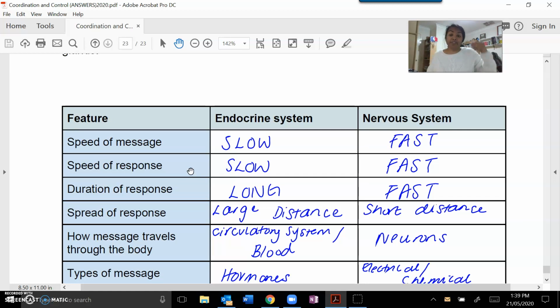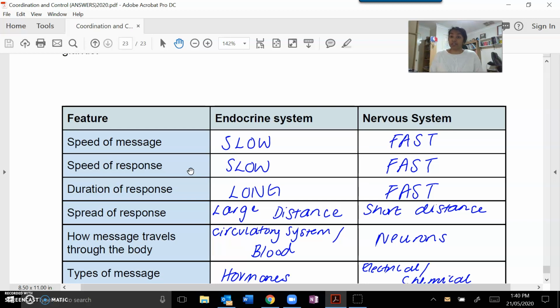We know the nervous system happens very fast. The message travels very fast and you get a response very fast. The endocrine is quite slow. It still happens, but over a longer period of time. The duration of response. For example, in a reflex action, the hand coming off the hot platter is very fast, and that's it. For the endocrine gland, let's say it is adrenaline, it's going to be releasing, but the release isn't a split second, right? It's going to go for a couple of minutes or a couple of hours, who knows? It's for a longer period of time. So that's what duration of response means.